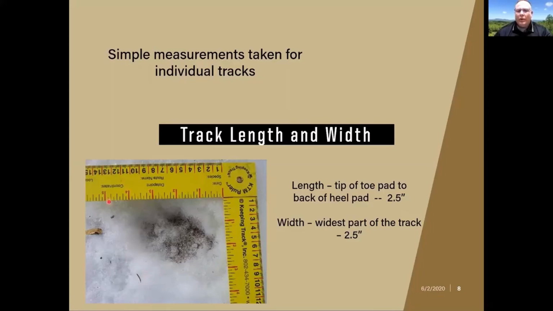Then we look at the width, and it's the widest part of the track from left to right, or in this case, north to south. And that again is about 2.5 inches in width for this particular track. We can tell a lot depending on your reference. In the end, we'll go over some reference material for you, where to find out certain sizes of tracks, and that can start narrowing down which species you're looking at and really help you to key that out.